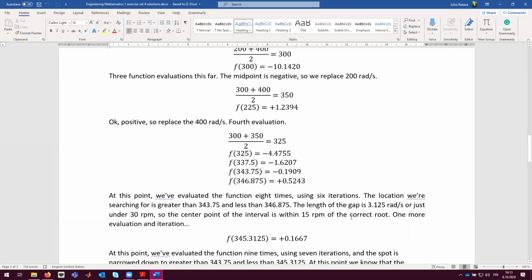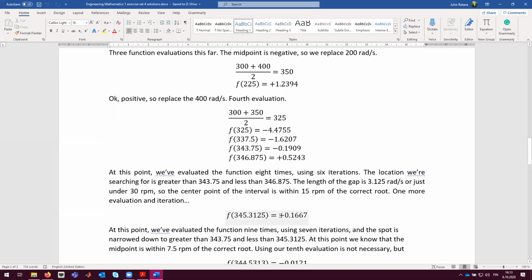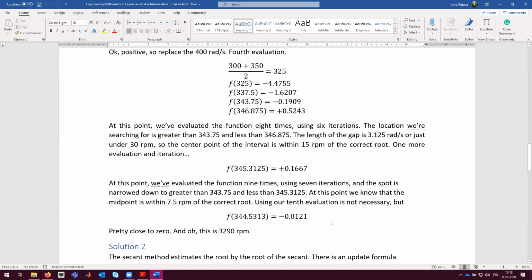And then one more evaluation at this point, and we get it down to the necessary length. So the final evaluation is not necessary anymore, but if we calculate, we can see how far from the 0 we are. And then going back to what is 344.5 in RPMs, times 9.5, we should get roughly 3,290.